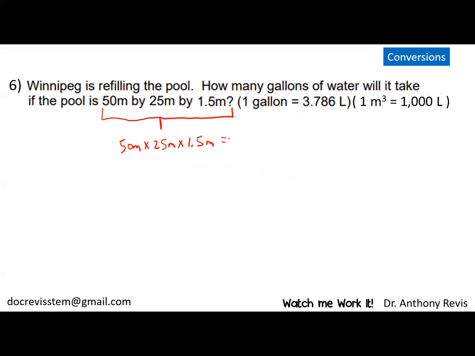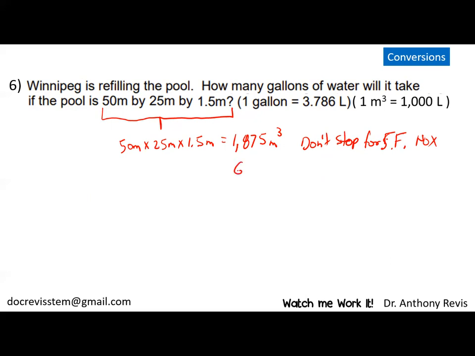And when I punch this through the calculator, I get 1,875 meter cubed. Now, this should only have one sig fig, but since it's going to be used in the next step, don't stop at sig figs here, because this is an intermediate calculation. Never stop at sig figs for an intermediate calculation. Don't do that. So we're going to take this number and carry it through in our calculation.